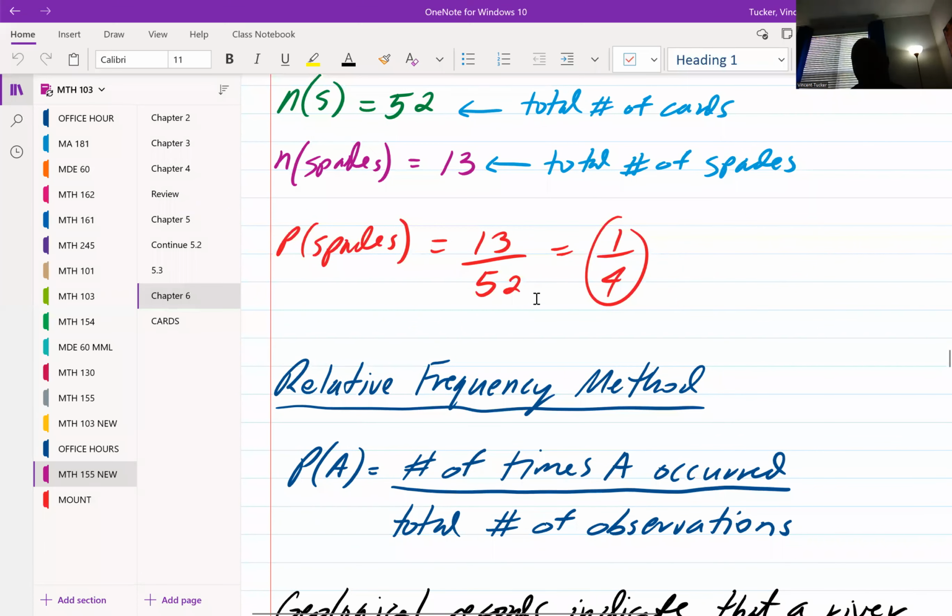Relative frequency method of calculating probability. So you would take the number of times that event A occurred and place it over the total number of observations. So it's very similar to the theoretical probability calculation, just the wording is a little different.